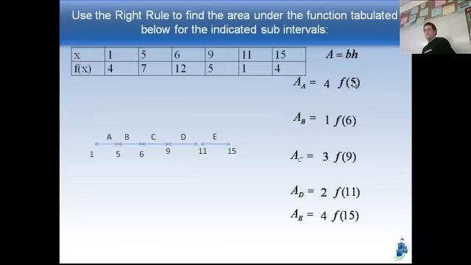What is f of 5? 7. Right, when x is 5, f of x is 7. So f of 5 is 7. So this is going to be 7, this is going to be what? 12. And f of 9 is 5, and so on.